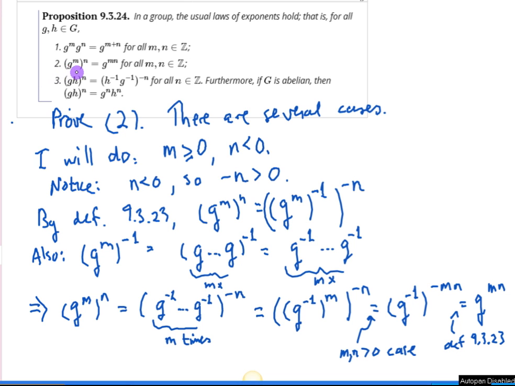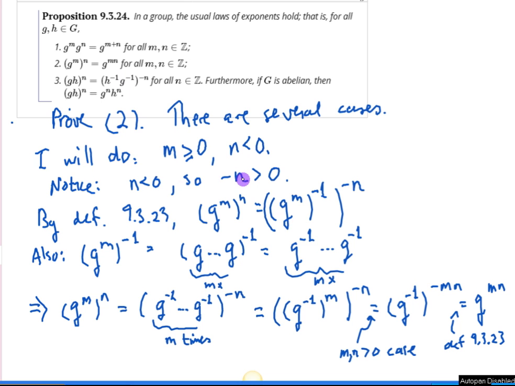Now, there were several cases here, depending on the sign of m and n. Some people used induction, but that proof only works when these are both positive. So you do need to separate into different cases. So I'm going to do one of the intermediate cases. This is actually one of the harder cases. So I'm going to prove the case where m is positive, or non-negative, and n is negative.